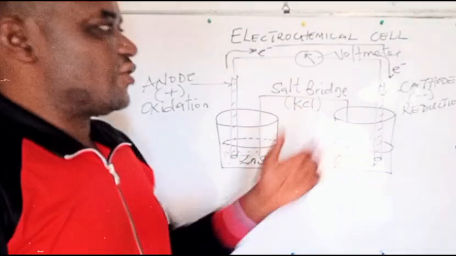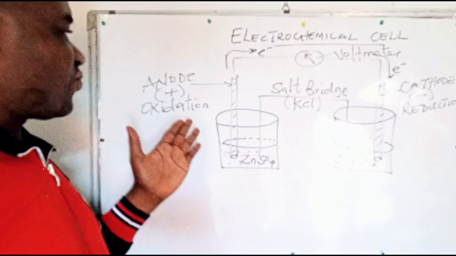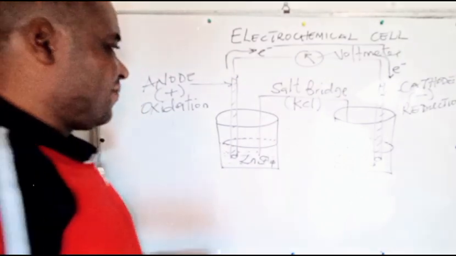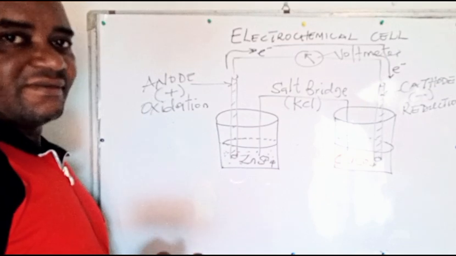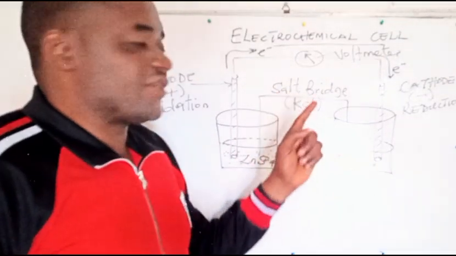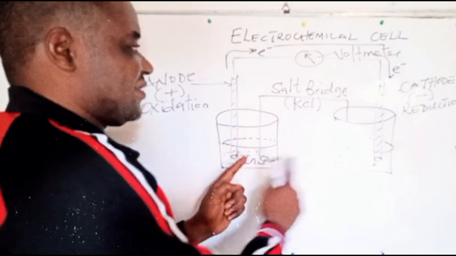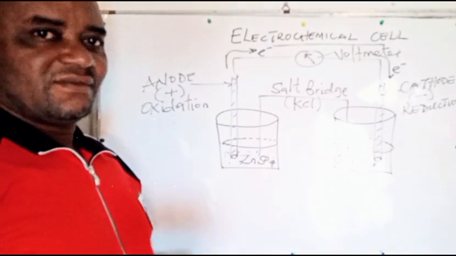So the cathode is where electrons are consumed, and the anode is where electrons are made. Now, there is something very important about this electrochemical cell. Remember that the salt bridge that you have here has a function. The function is to balance the ions between these two solutions.